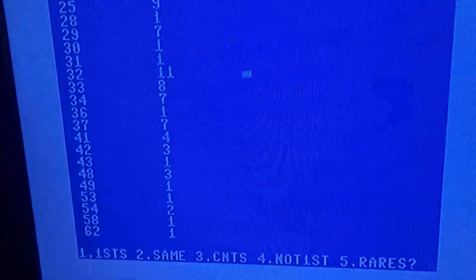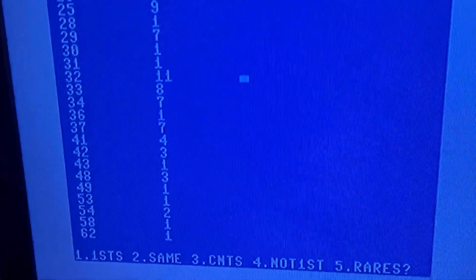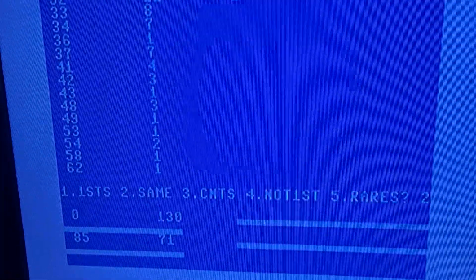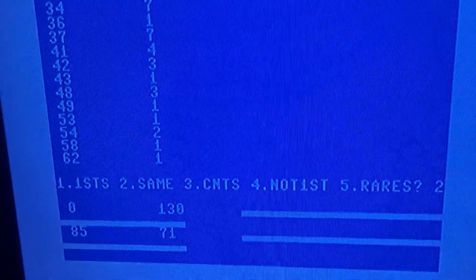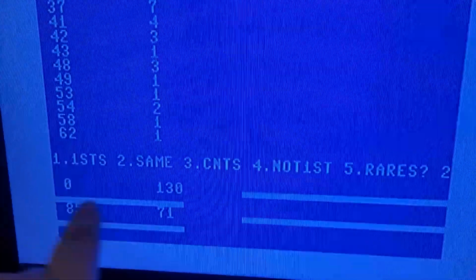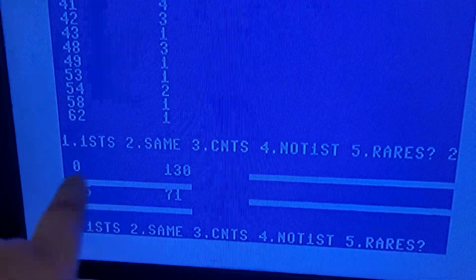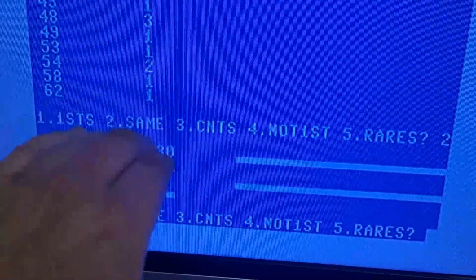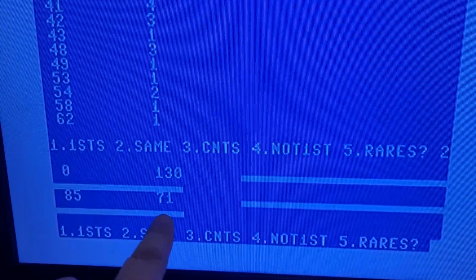Okay. Now, if we look at 2, the repeats, that's it. Oh, and here's where the savings lies. There's only two values, 0 and 85, where they are repeated for the entire cell. And those are the amount of occurrences of each.